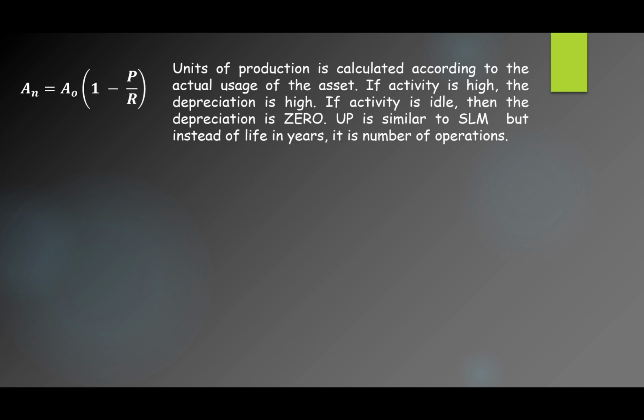recoverable reserves. Now the formula for the book value or the year-end value, AN, is equal to the initial cost multiplied by 1 minus P over R, where P is the cumulative production and R is the recoverable reserves.